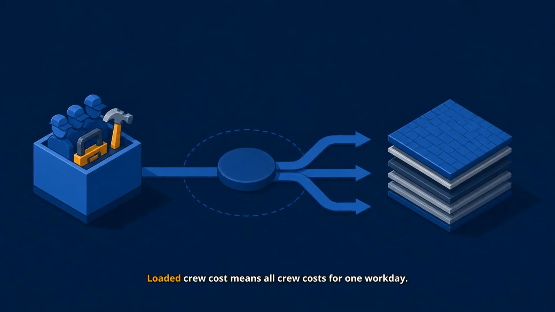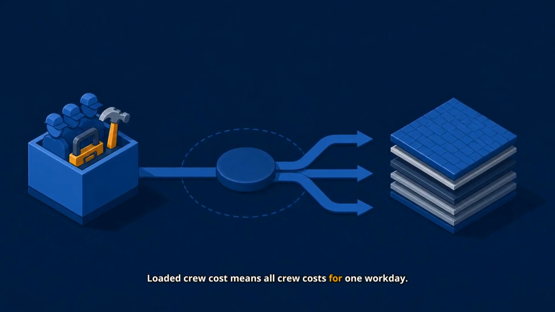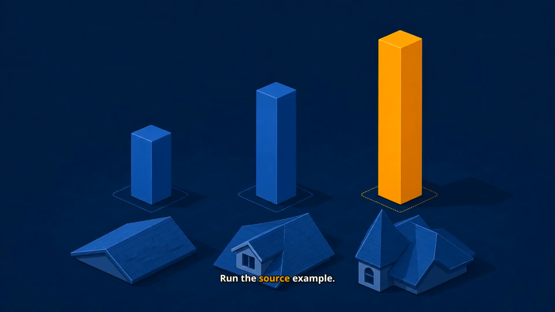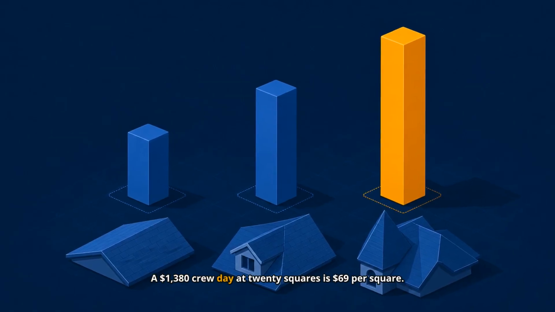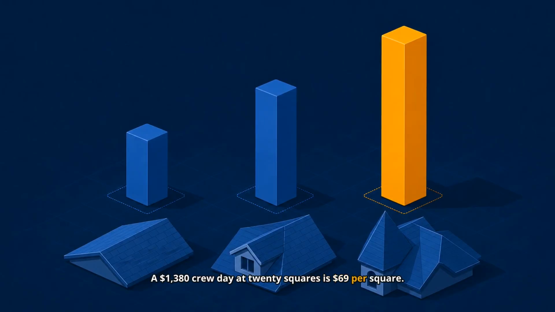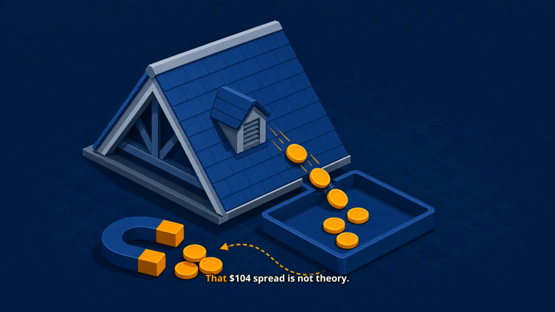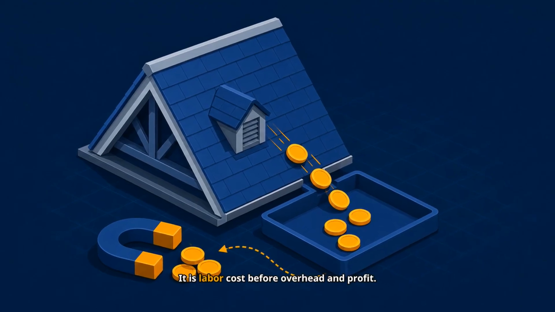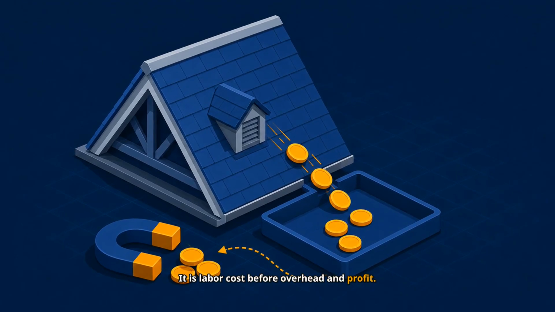Now price the day. Loaded crew cost means all crew costs for one workday. The formula is plain. Loaded crew costs per day divided by average squares per day. Then add overhead and profit. Run the source example. A $1,380 crew day at 20 squares is $69 per square. At 14 squares, it is $99. At 8 squares, it is $173. That is the tell. That $104 spread is not theory. It is labor cost before overhead and profit. Bid an 8 square per day roof like a 20 square day, and the margin is gone before cleanup.